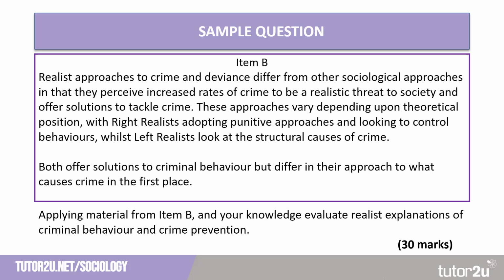The question itself is asking us to evaluate realist explanations of criminal behaviour and crime prevention, which is quite a difficult topic area. There is an item, and we'll read the item now. It says, Item B. Realist approaches to crime and deviance differ from other sociological approaches in that they perceive increased rates of crime to be a realistic threat to society and offer solutions to tackle crime.